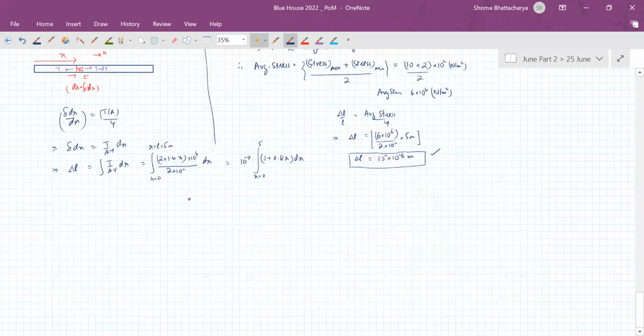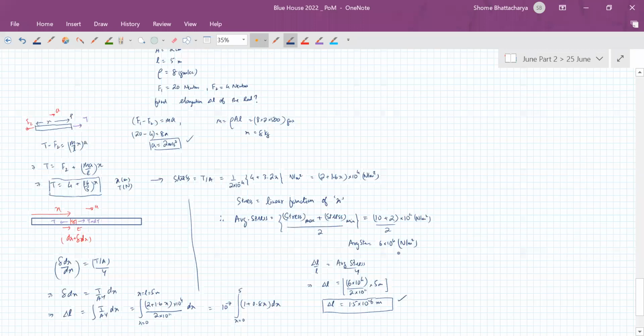Sir, I had a question. Yeah, tell me, beta. Sir, how to identify whether the stress is uniform or non-uniform throughout the rod? A heavy rod can always have non-uniform stress if it is accelerated, whereas a massless wire or massless thread kind of thing will always have uniform tension.